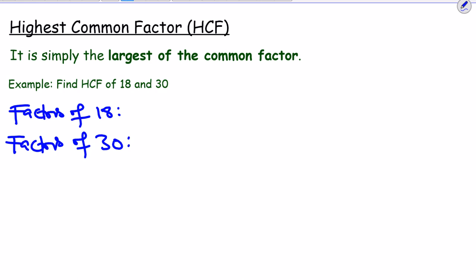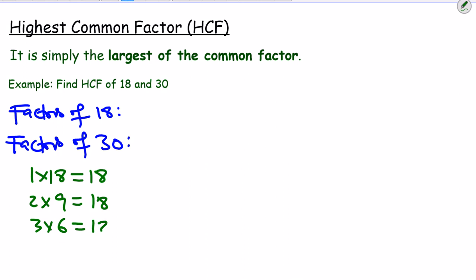To find factors of 18, think of pairs of numbers that multiply to give you 18. For example, 1 multiplied by 18 is 18. 2 multiplied by 9 is 18. 3 multiplied by 6 is 18. So we can say that the factors of 18 are 1, 2, 3, 6, 9, and 18.